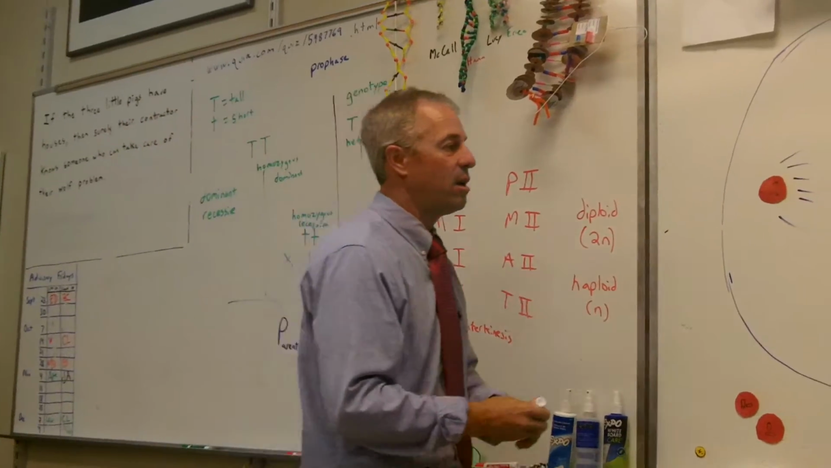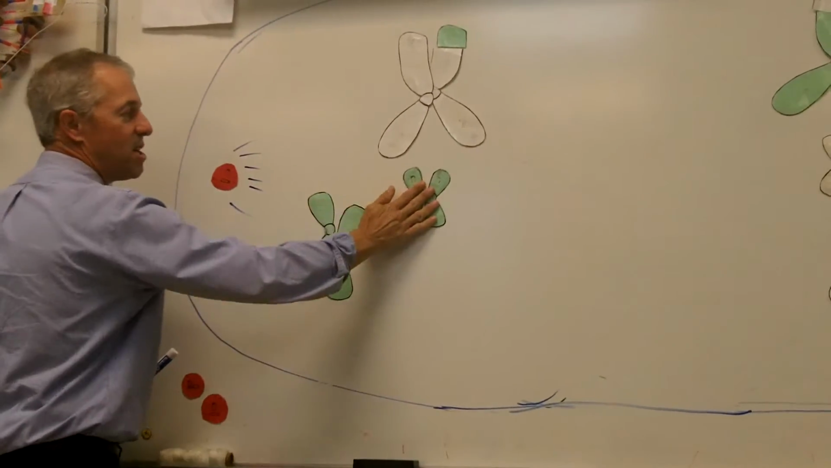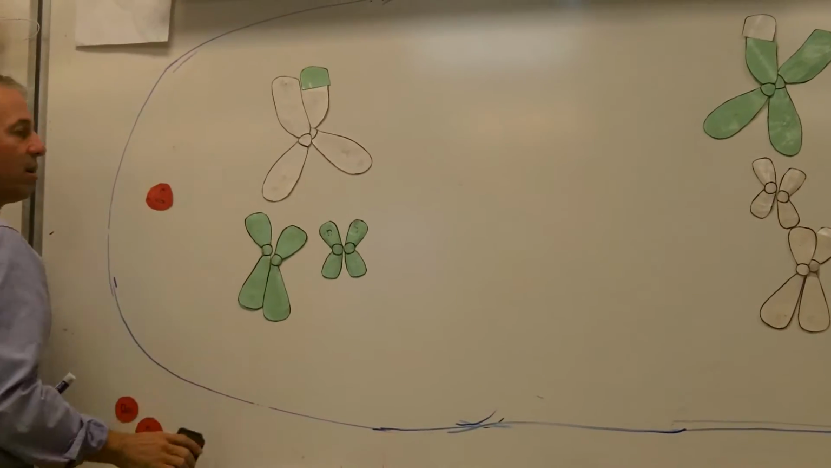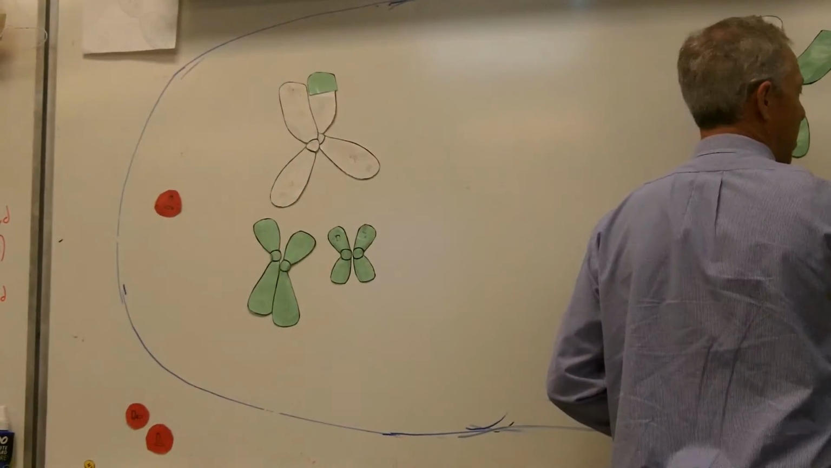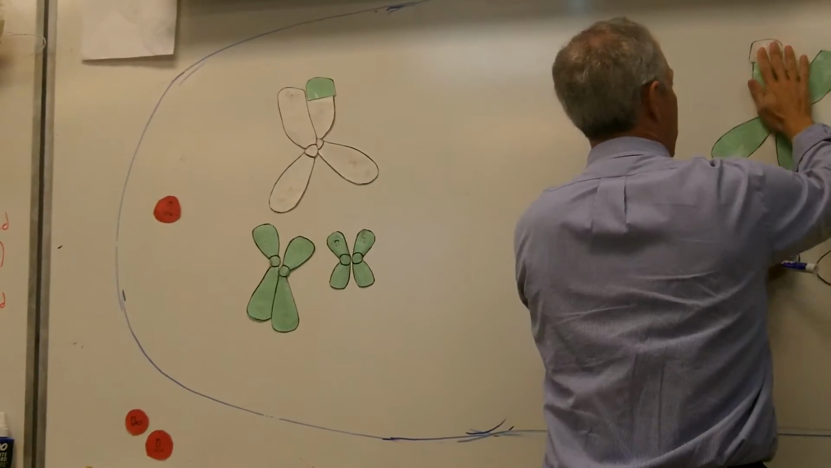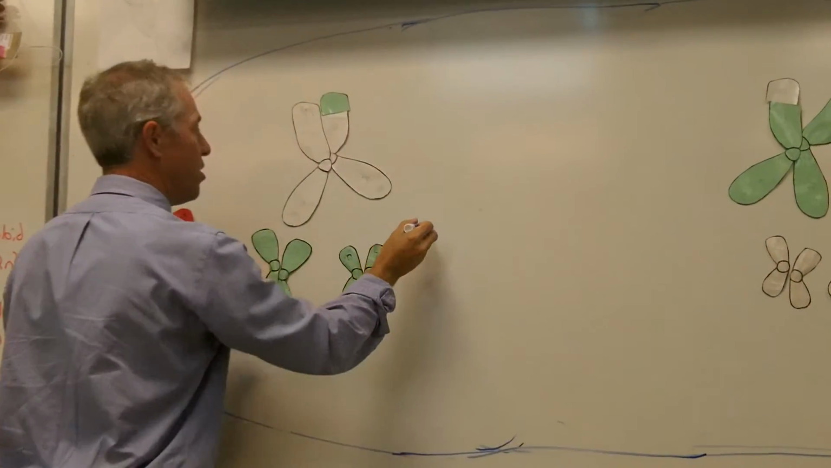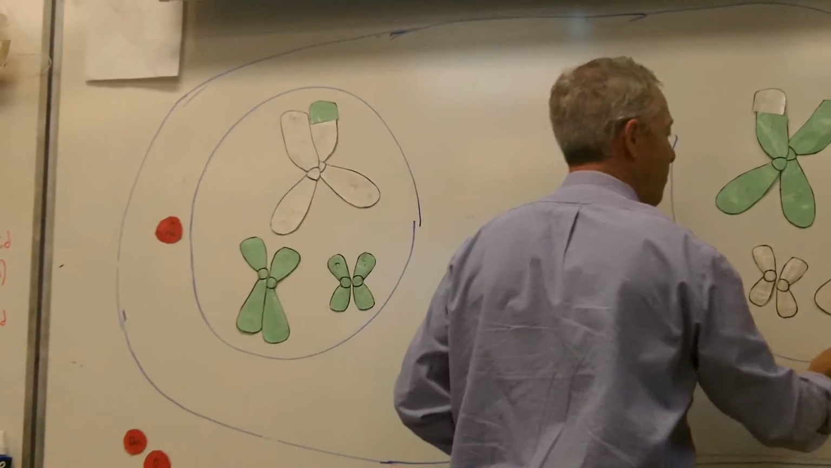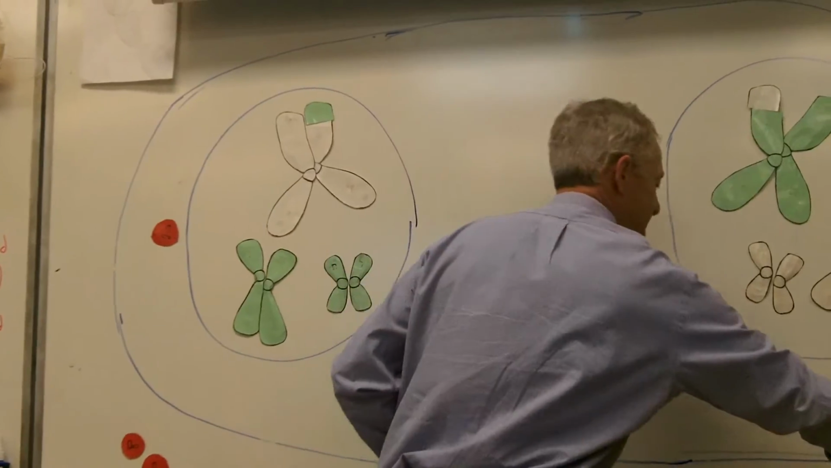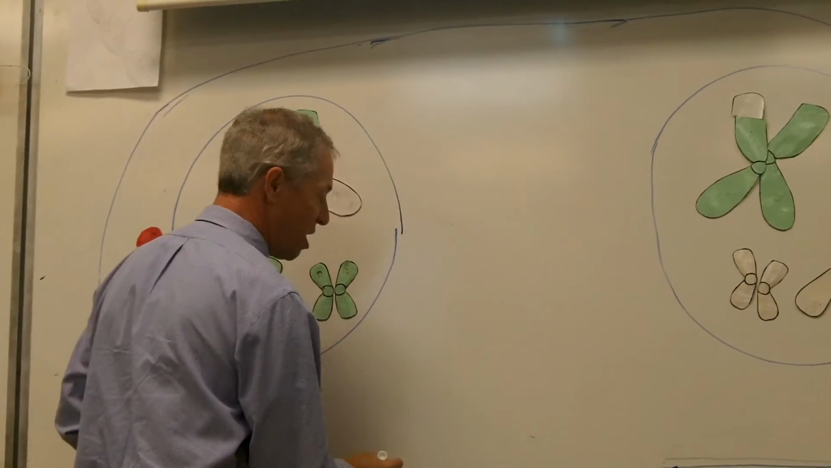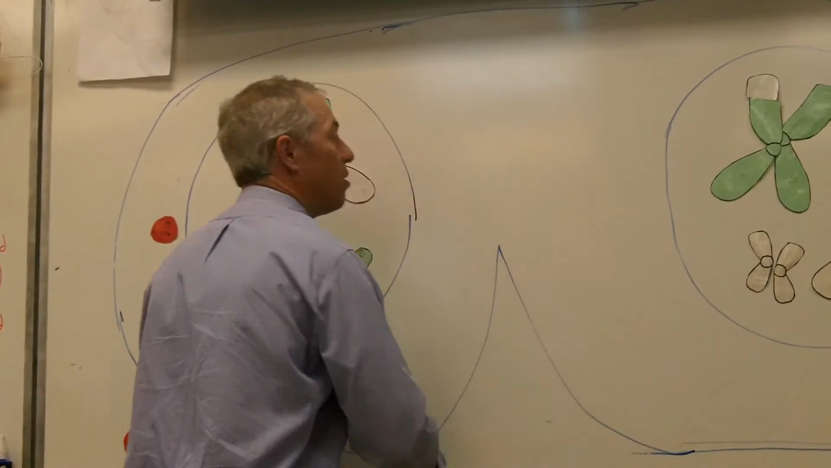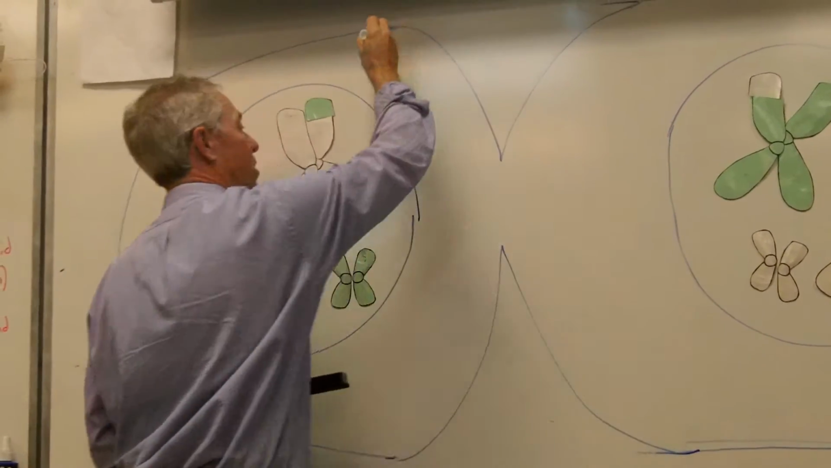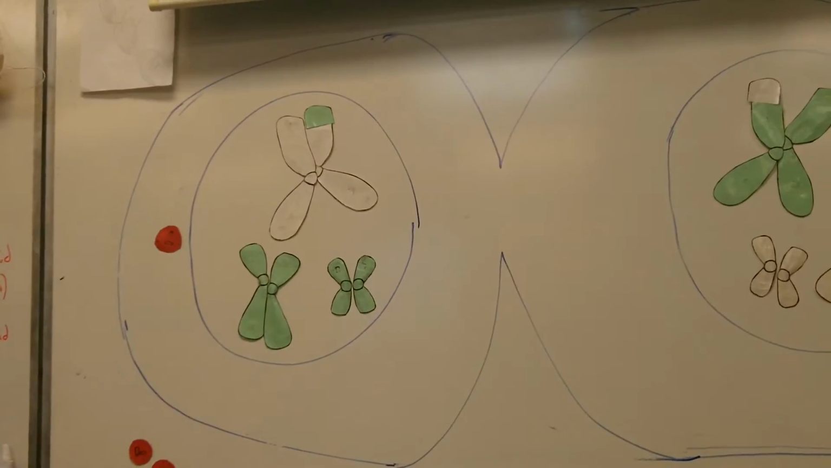Telophase 1. The chromosomes arrive at opposite ends. These spindle fibers break down. And a new nuclear membrane forms. And the cell starts to pinch inward. We're almost to 2 new cells here.